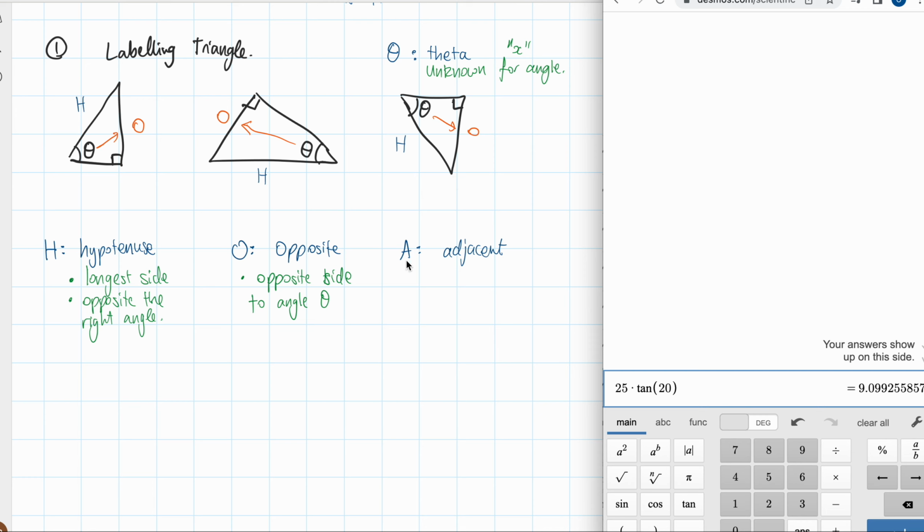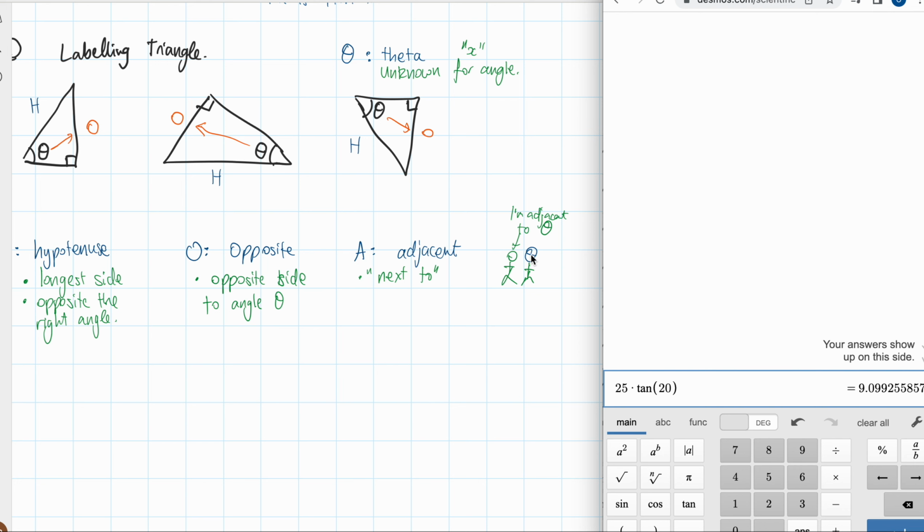The last side that we need to label in our triangle is the adjacent side. Now I know you can just label these now, but I would like you to go through the theory still. Adjacent is a fancy word for next to. So if I'm adjacent to you, it means just I'm next to you. Now, I'm adjacent to, in this case, theta, right? So let's change this guy's head for a theta head, just so we remember. So we can see here that this guy here is adjacent to theta.